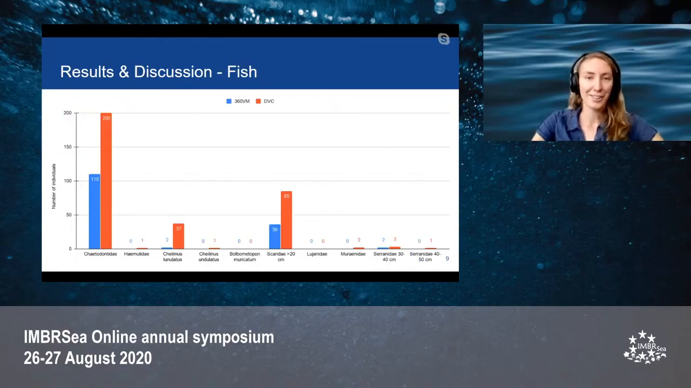So the results for the fish surveys were significantly different between methods, as you can see. Usually about half of the amount of individuals was detected with 360 video monitoring, compared to the diver-based visual census. However, I found that the difference of abundance and species richness was higher between survey durations than between methods.